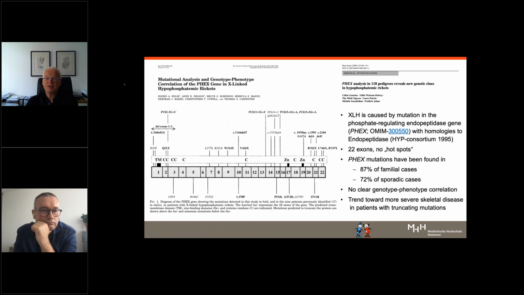XLH is caused by mutations in the PHEX gene. It's a large gene with 22 exons. Unfortunately, there are no hotspots, so if you want to check, you need to sequence the whole gene. PHEX gene mutations are found in 87% of familial cases and 72% of sporadic cases. There's no clear genotype-phenotype correlation, but there's a trend toward a more severe skeletal disease in patients with truncating mutations.